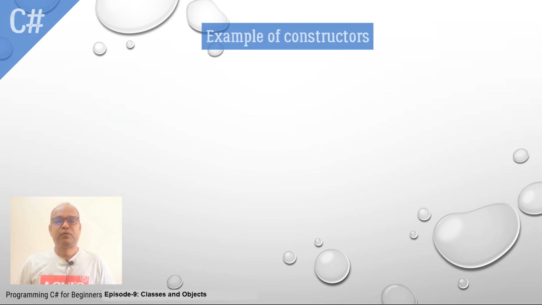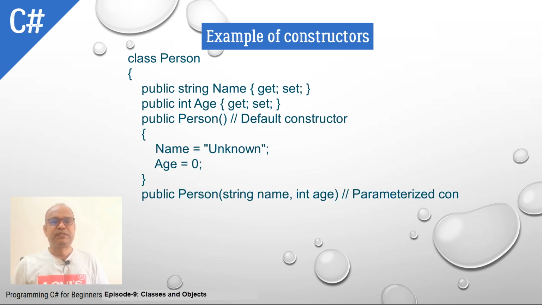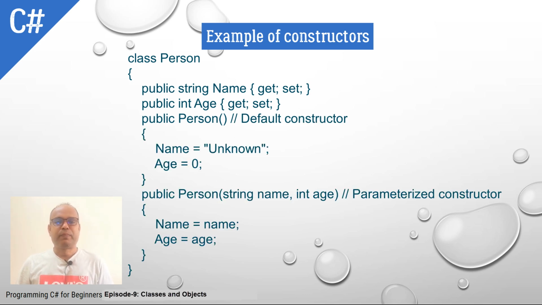Here are the examples with class Person. Here the method public Person is the constructor. Look into the matter there. Class name Person and method name Person. Class name and method name must be the same in order to create a constructor.